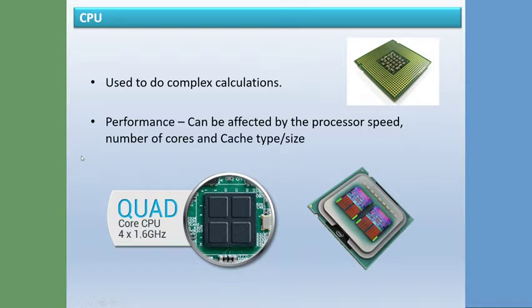I've gone through CPUs. We all know what a CPU is, central processing unit. It's used to do complex calculations, so the maths. The performance can be affected by the speed of the clock, that should say, the number of cores, and the cache type and size. Okay.